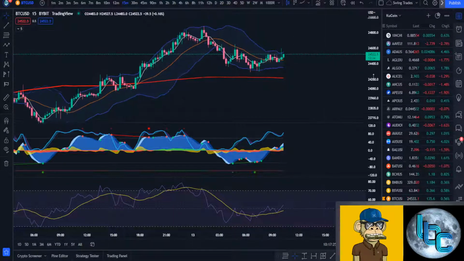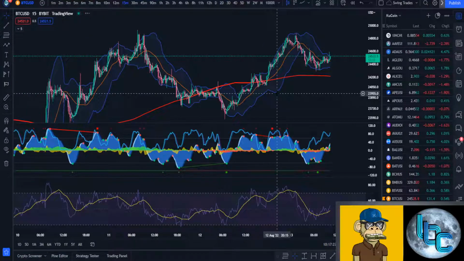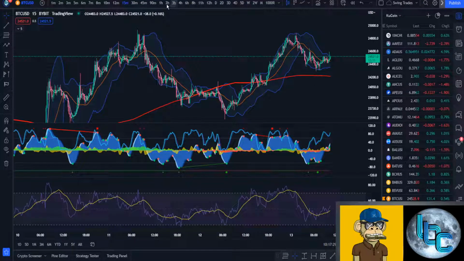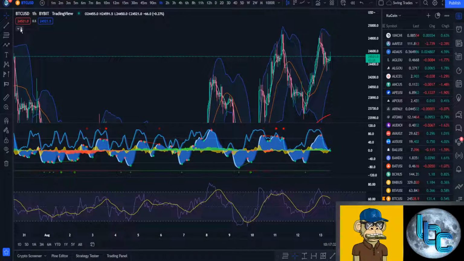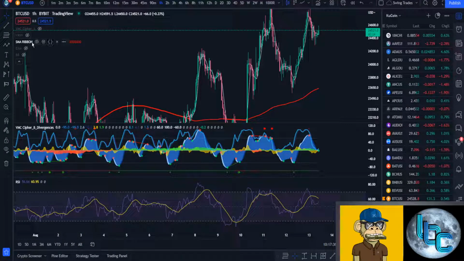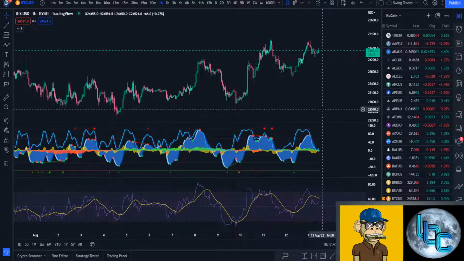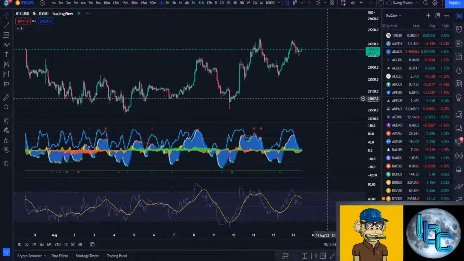We're going again. Let's go. So, yeah, what Thesis is talking about? Let's go to the 1 hour. Let's take the Bollinger Bands off of here. It's ugly. Let's go ahead and take the SMA off of here as well. And let's just take a nice, clean look at this.